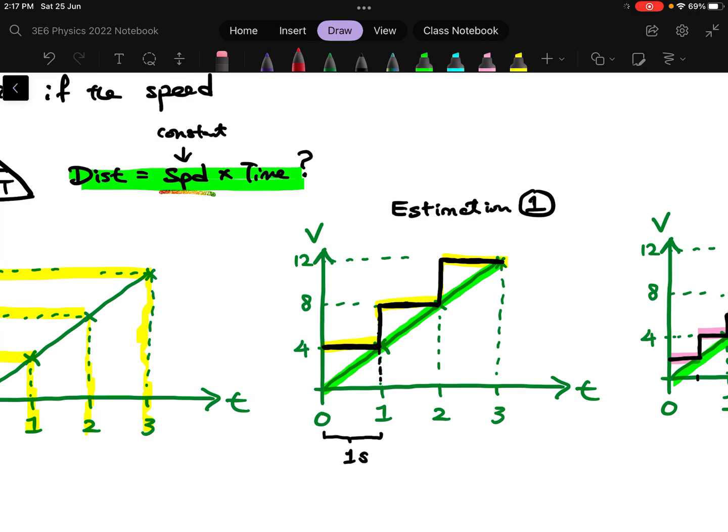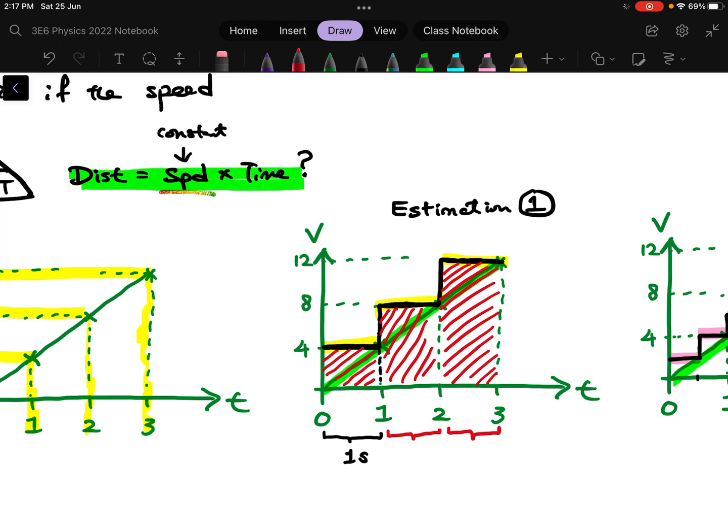4 times 1, isn't it the area under here? Then after that, what do I do? In the second second, I estimate 8 times 1, so I will take this. Then if I want to find the distance traveled in these 3 seconds, my estimation 1 will basically give me this whole chunk.